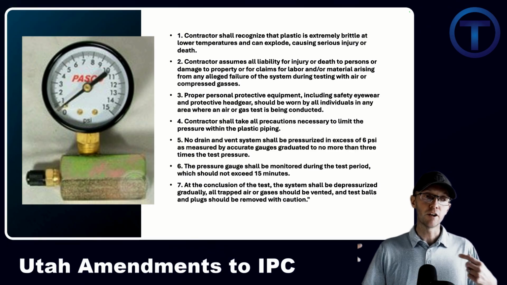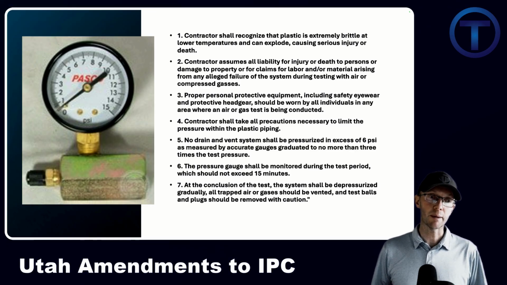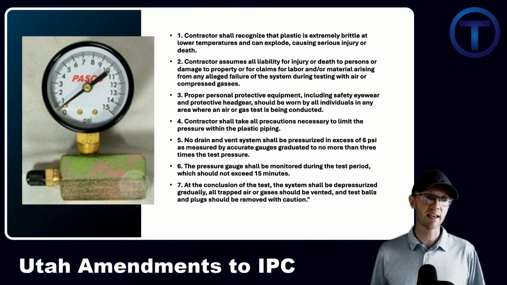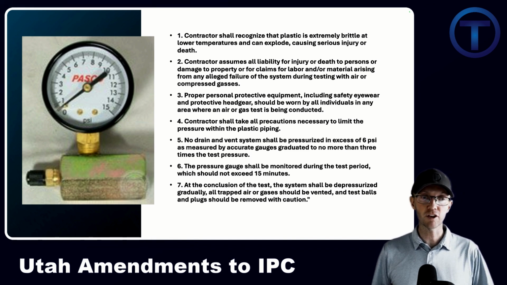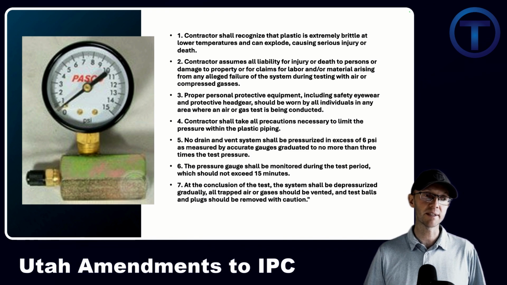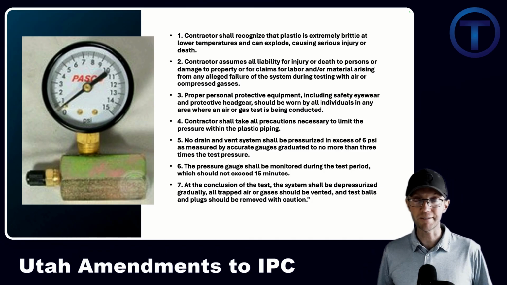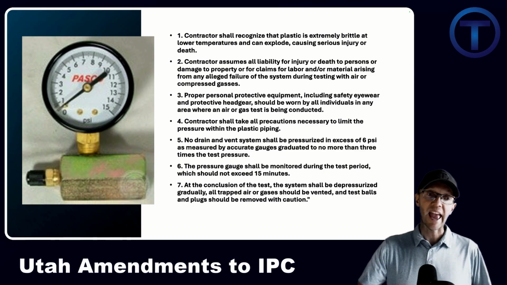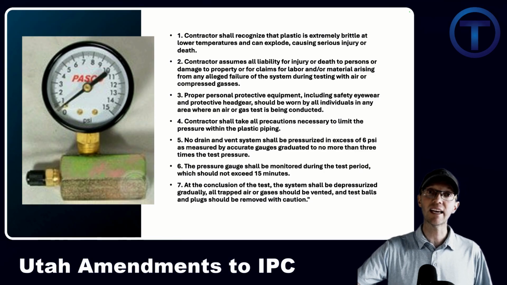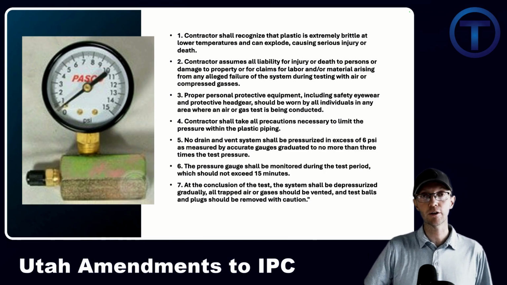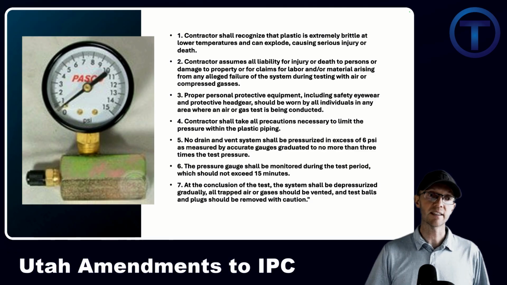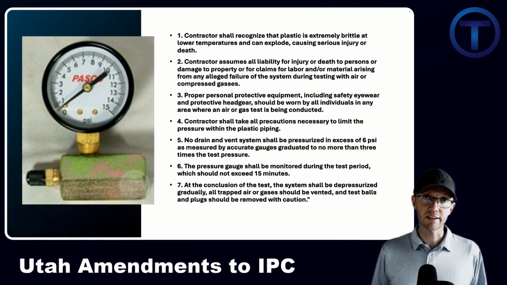Number 5, no drain and vent system shall be pressurized in excess of 6 psi as measured by accurate gauges graduated to no more than 3 times the test pressure. So you should have a gauge that goes from 0 to 15, that's 3 times test pressure, and you shouldn't let any more than 6 psi get into that system. That's your responsibility to limit it to 6 psi. Now again, this is on drains, right?